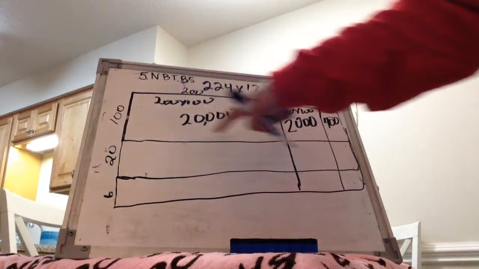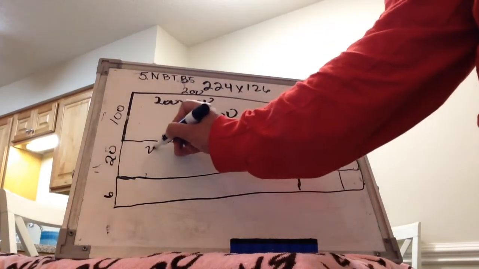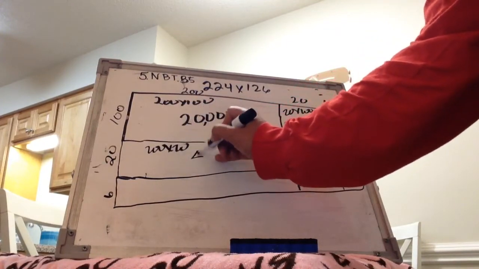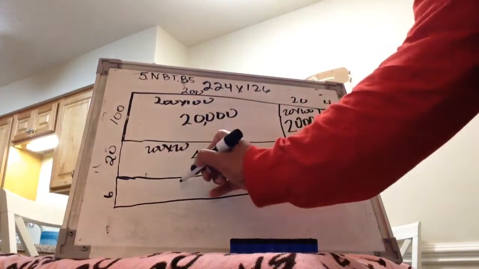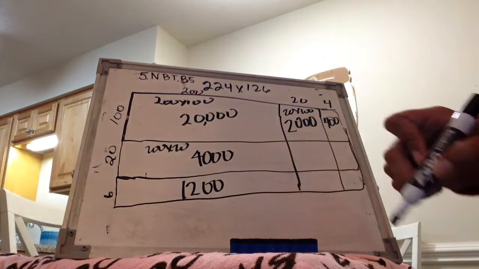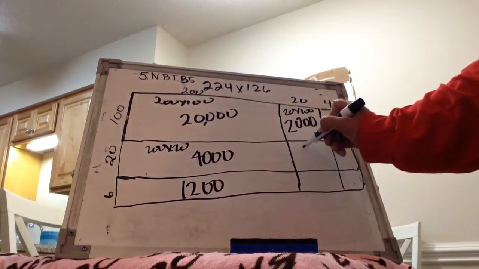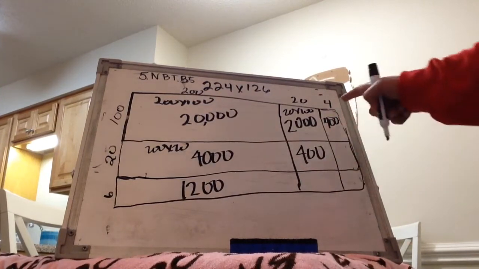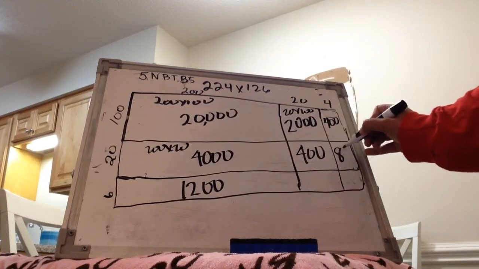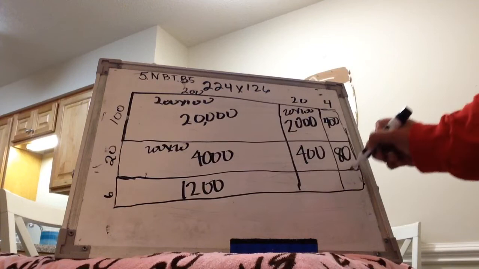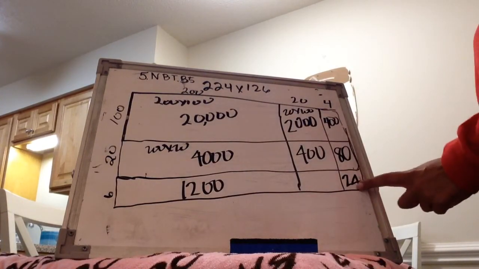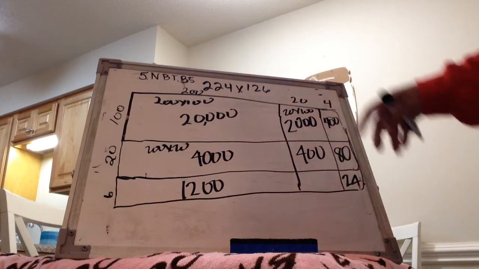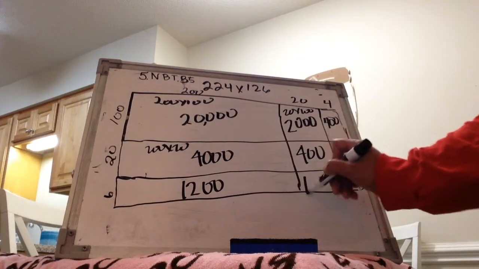Then I have 200 times 20, which is 4,000. Then I have 200 times 6, which is 1,200. 20 times 20, which is 400. 4 times 20, which is 80. 4 times 6 is 24, which also makes sense that since this is the smallest value, it should be the smallest box. And then 20 times 6 is 120.